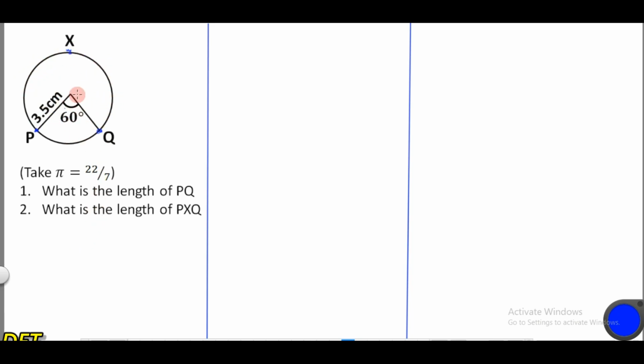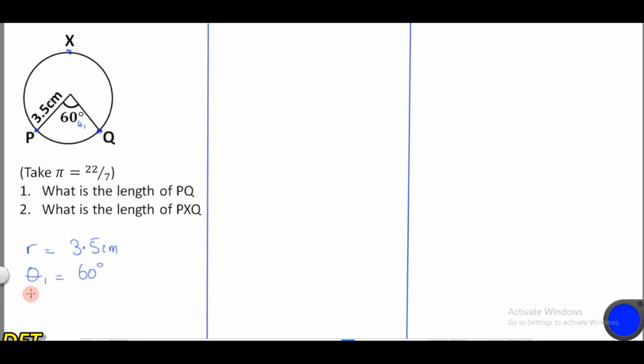From this question and from the diagram, we're given that the radius is 3.5 centimeters. And we're given our theta. This will be our theta 1, which is 60 degrees. This is the angle that subtends this minor arc. The angle of 60 degrees subtends this minor arc. So what is the length of PQ, which is a minor arc?